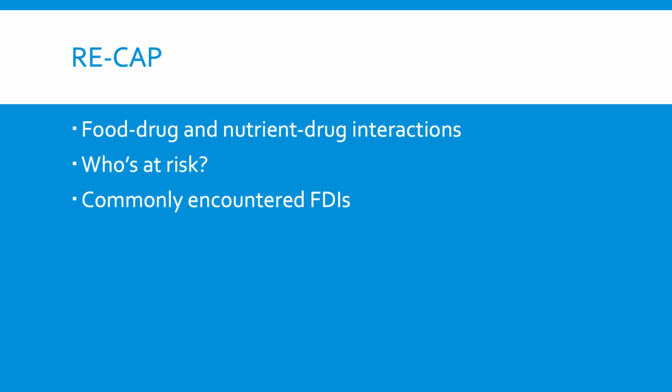So the take-home messages for this are what you need to know. Look at those food-drug interactions that I talked about. Think about who might be at risk for food-drug interactions, and then review the commonly encountered FDIs that I just went over. Again, it is not your primary job as the dietitian to keep track or make sure people are dosed appropriately, but it can help you to understand maybe why some lab values are out of whack, depending on what the medication administration looks like.